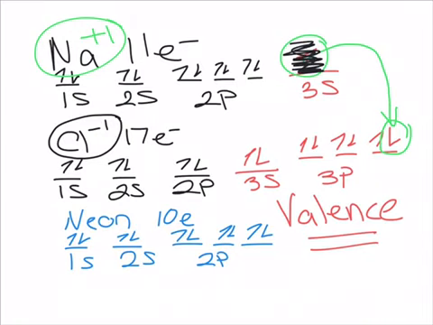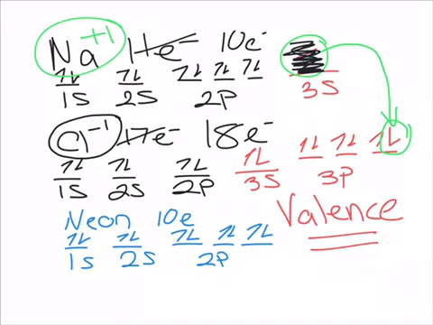Note that neon, a noble gas, has 10 electrons, and when sodium gives away its 11th electron, it certainly does not become neon, but it does have the same electron configuration as neon. And the chloride ion now has 18 electrons. If you look at your periodic table, the element with 18 electrons is also a noble gas, argon.